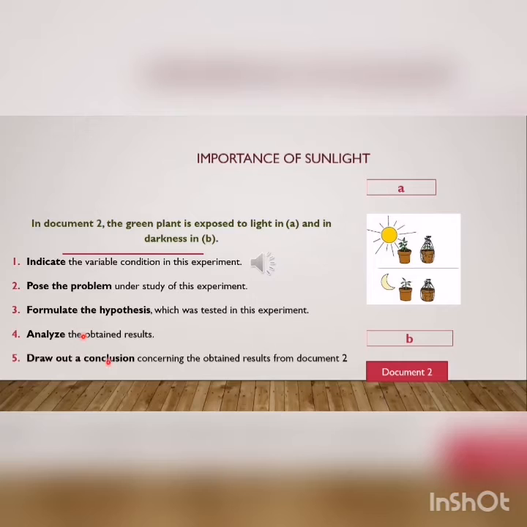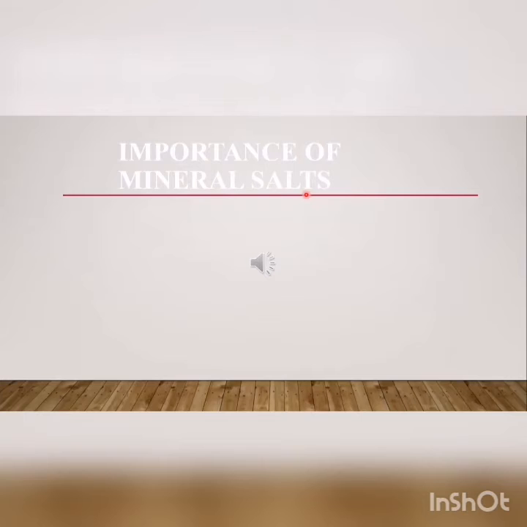Draw out a conclusion concerning the obtained result. The conclusion should be the answer of the posed problem. So, sunlight is an essential factor for the growth of green plant. Okay, so we have two factors till now, water and sunlight.